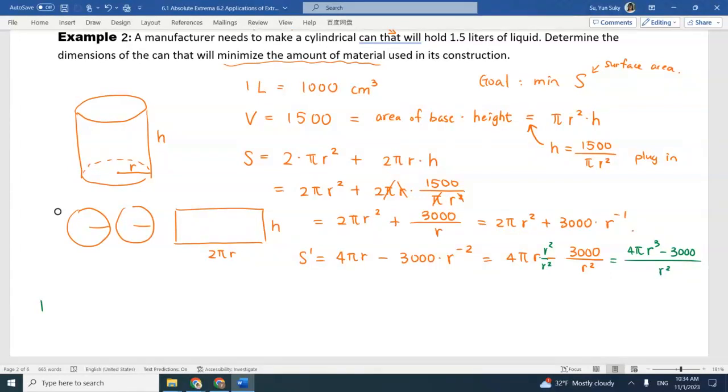Yeah, combine into a single fraction. You set the numerator equal to 0, and that corresponds to the derivative being 0. You set the denominator equal to 0, and that corresponds to the derivative not existing. Remember that, everybody? Okay, so we set the numerator equal to 0, which corresponds to the derivative being 0. So 4 pi r cubed minus 3000 is 0. How do you solve for r?